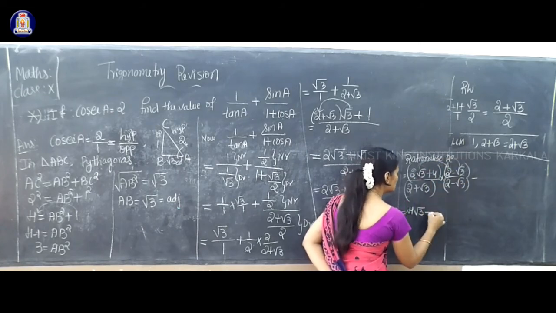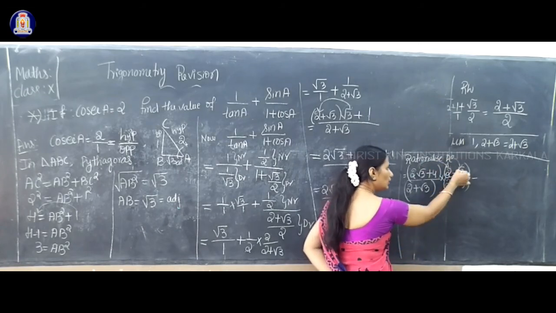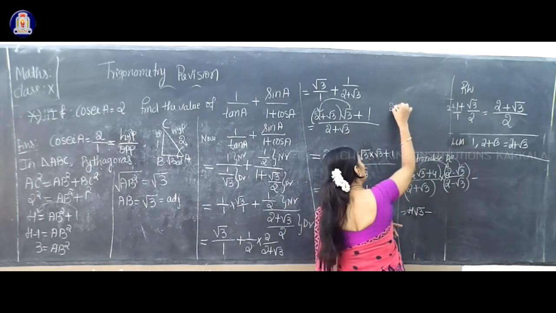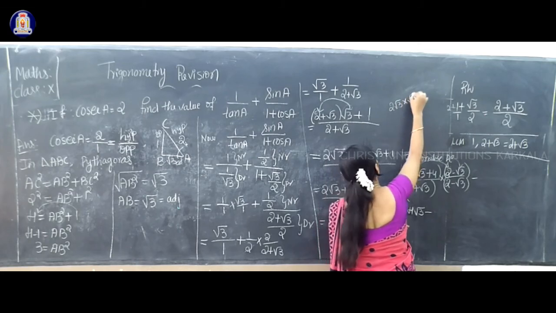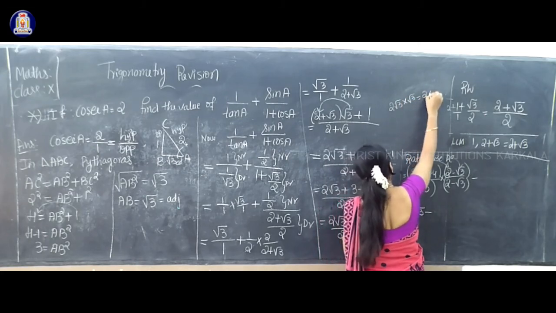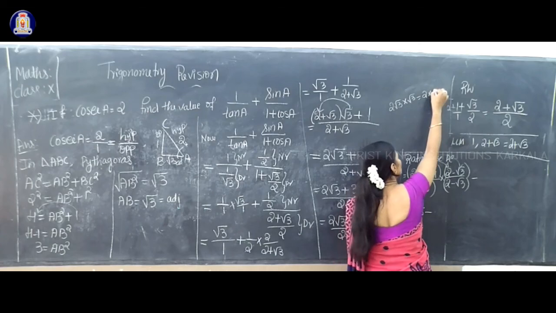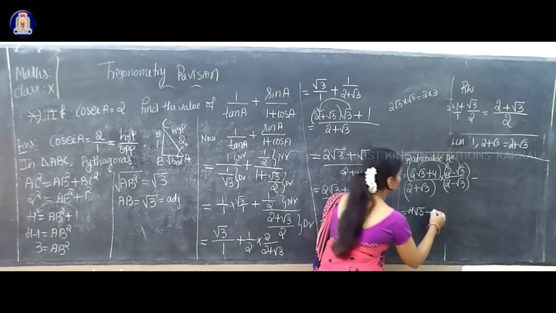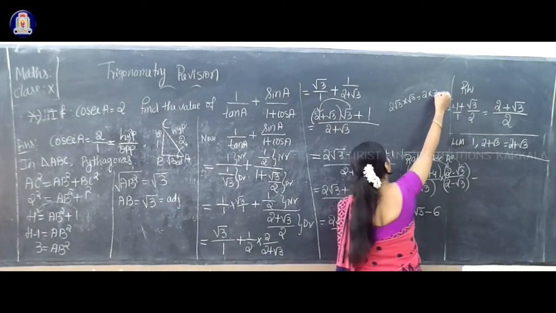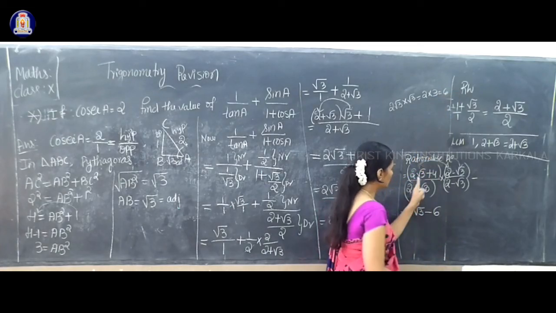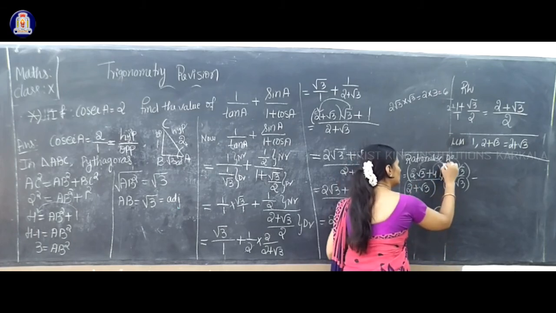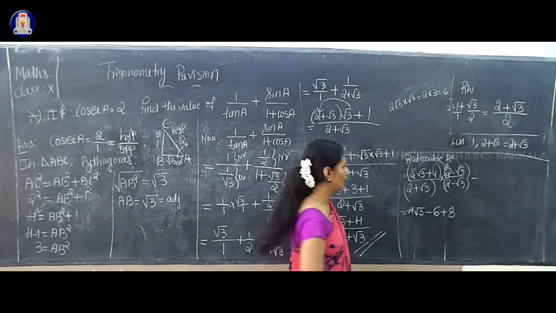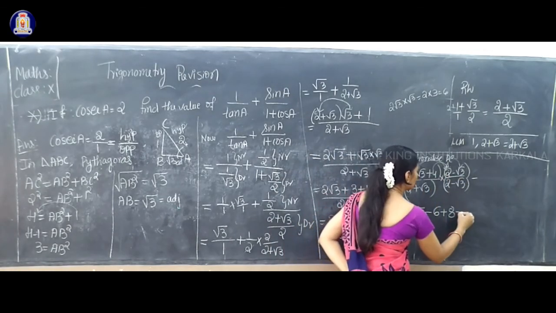Plus into minus is minus. 2 root 3 into root 3: 2 into root 3 into root 3 is 3, right? Root 3 into root 3 is 3. So 2 into 3 is 6. Now next, 4 into 2. Multiply this: 4 into 2 is 8. Next, plus into minus is minus.